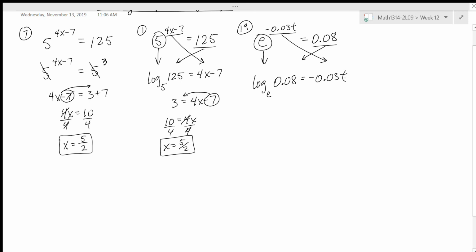And it's at this point that I'm going to ask you to remember something I taught previously. Does anybody remember? Okay, good. You do remember. Remember, log base e is really natural log. So log base e, that means ln.